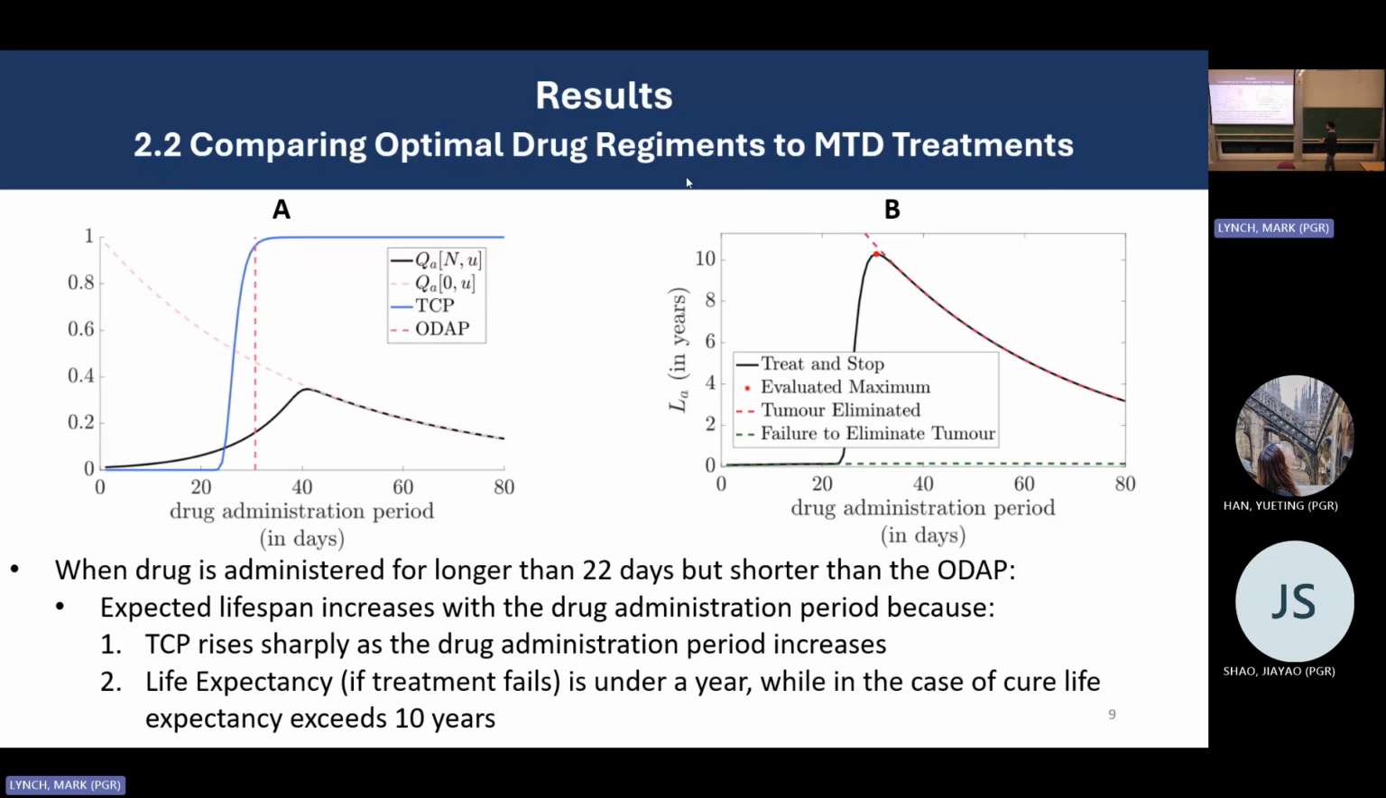So there is a notable probability of the tumor not getting eliminated. And in that case, the life expectancy would be smaller than a year. So this makes the treatment suboptimal. So here we can see that our objective function nicely balances these two objectives in terms of survival probabilities.